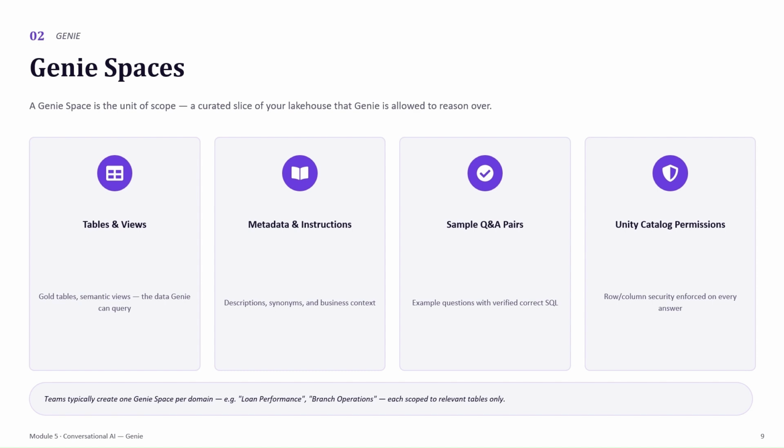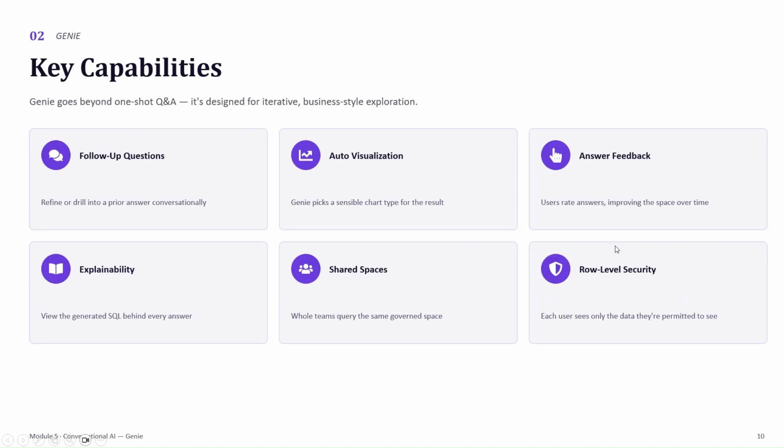Sample queries help Genie understand the joins and a lot of other things so that it can calculate more accurately. And then comes the Unity Catalog permission, which helps you bring governance into the piece, so that your tables may contain PII information, but it follows all the governance rules that are needed for a catalog. So these are four different levers by which you can curate the response of Genie. First is tables or views, the metadata and instructions, some sample queries, and finally Unity Catalog permissions.